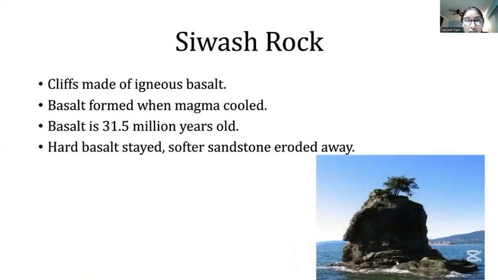Now I'm talking about the Siwash Rock. Siwash Rock is one of the most famous landmarks in Stanley Park. It is made of basalt, an igneous rock that formed from cooling magma deep underground. Basalt is much stronger than sandstone, which is why Siwash Rock is still standing while the softer rock around it has eroded away.